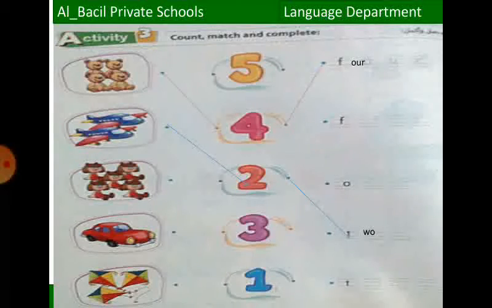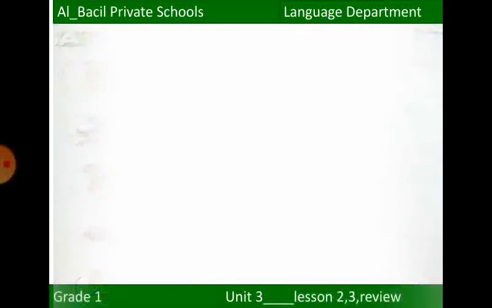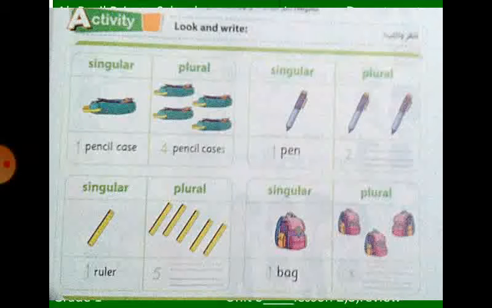Next one. How many dolls can you see? كم عدد العرائس? 1, 2, 3, 4, 5. It's 5. How can we write 5? F-I-V-E. Next one. How many cars can you see? Yes, one car. How can we write number 1? Yes, O-N-E. Last one, آخر واحدة. How many kites can you see? Yes, 3 kites. How can we write 3? T-H-R-E-E.